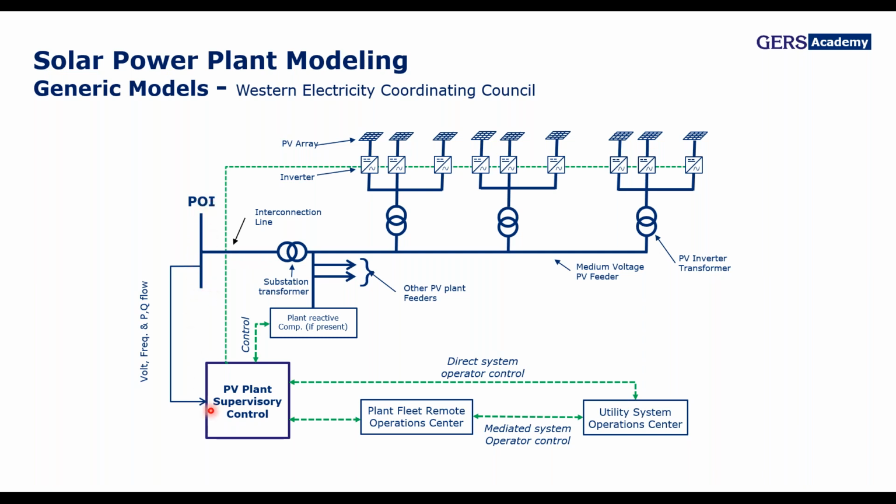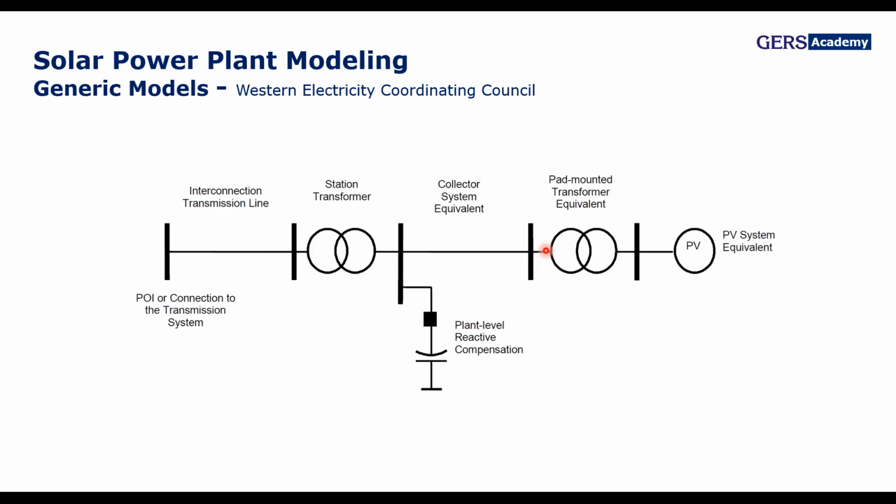At the same time, you have a PV plant or PPC controller that communicates with the utility system operations center, and at the same time sends signals to the different inverters depending on the values of voltages, frequencies, and power flows at the POI. So this is the normal configuration that you will see on all different kinds of plants. And the same picture that we saw before is represented with the WEC model.